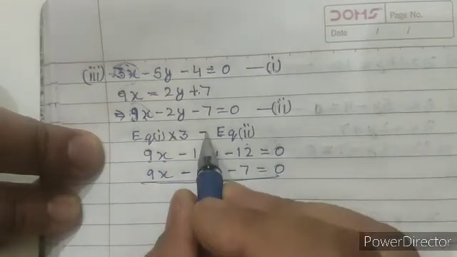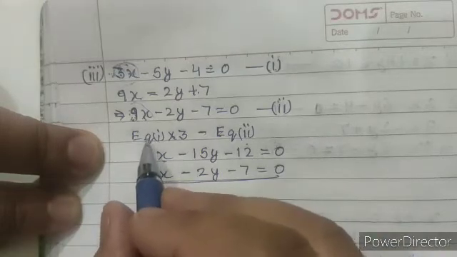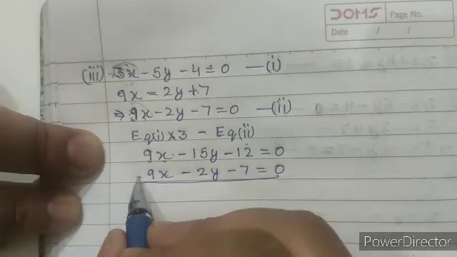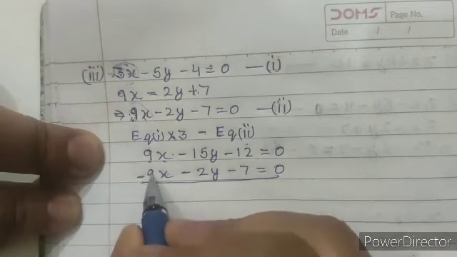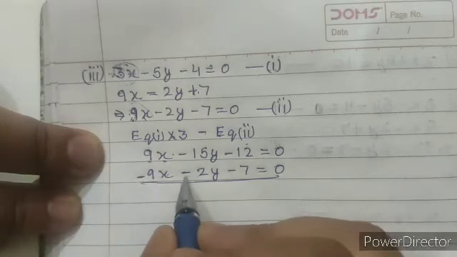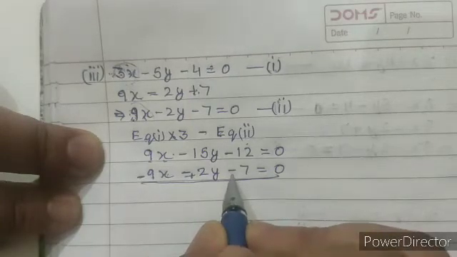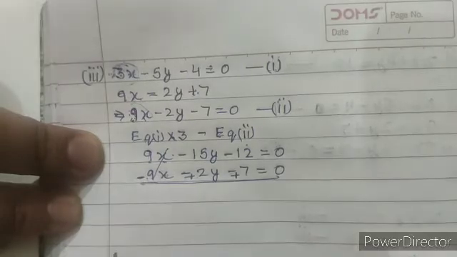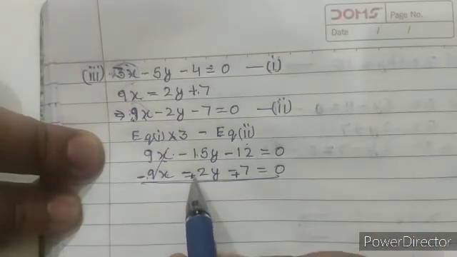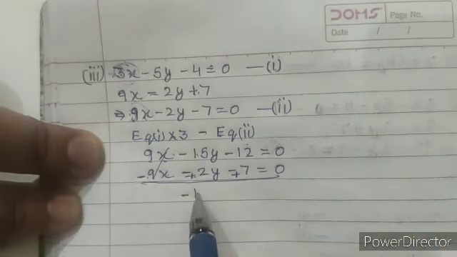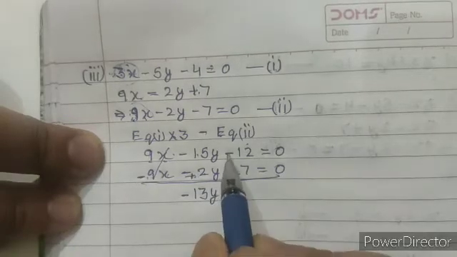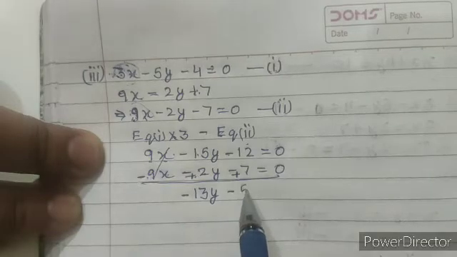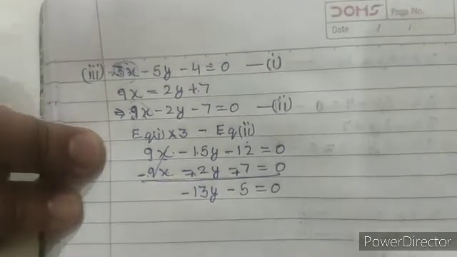Now we have to subtract these two equations. We have to subtract the second equation from the first equation, so we will change the signs of the second equation. Now this was positive, positive will become negative, negative will become positive, and negative will become positive here. Now plus 9x minus 9x will cancel out. Now minus 15y plus 2y will give us minus 13y, minus 12 plus 7, that will be minus 5 equal to 0.